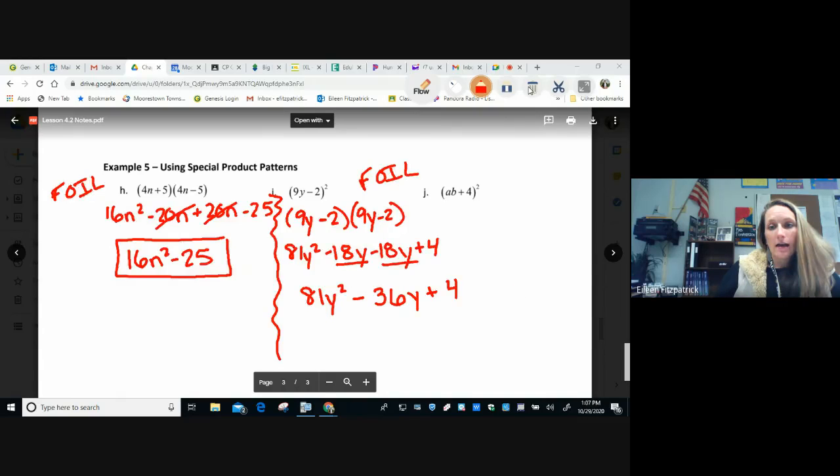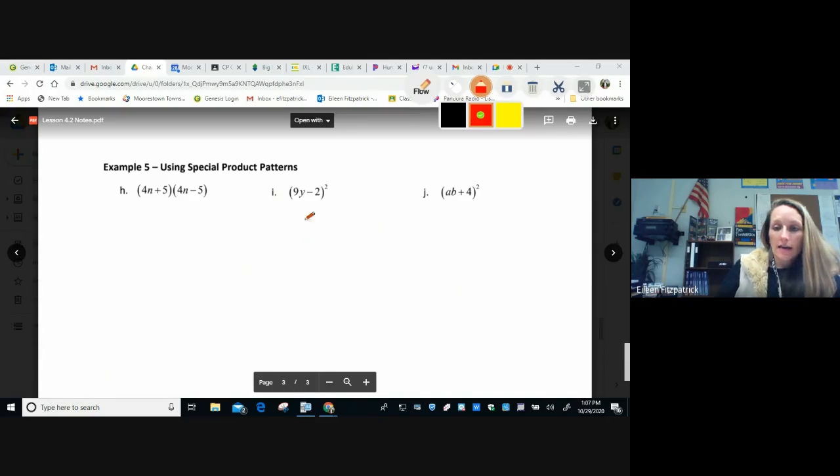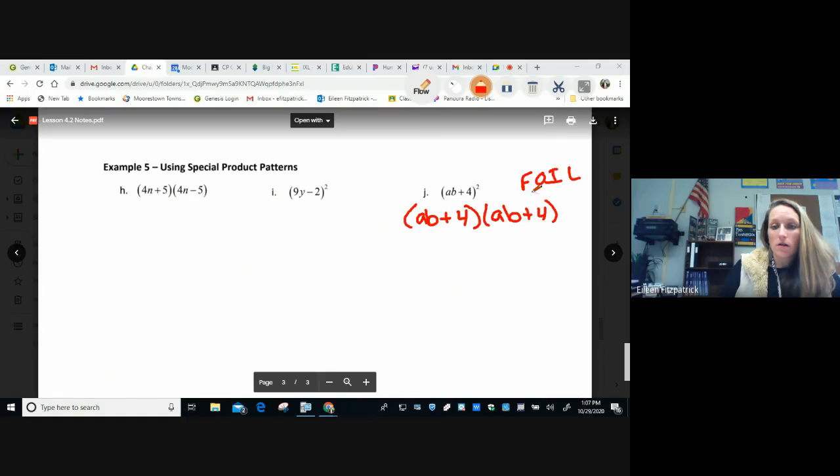Okay. And the last one. Again, it's a binomial squared, so do not just square the first term and the last term. You have to write this out and FOIL. So ab times ab is a squared b squared. ab times 4 is a +4ab. 4 times ab is a +4ab. And 4 times 4 is a +16.